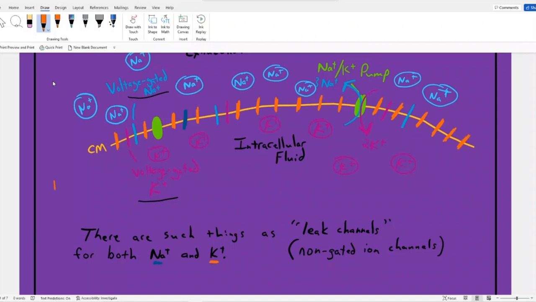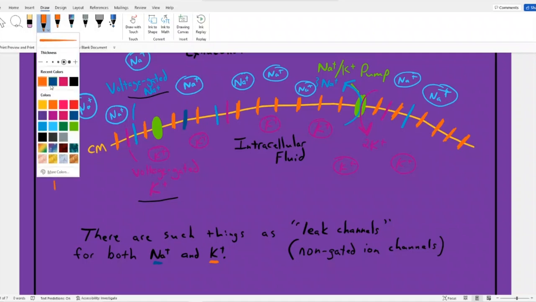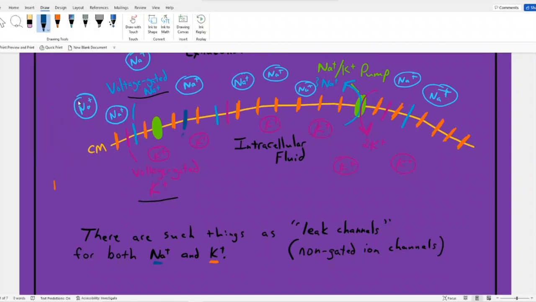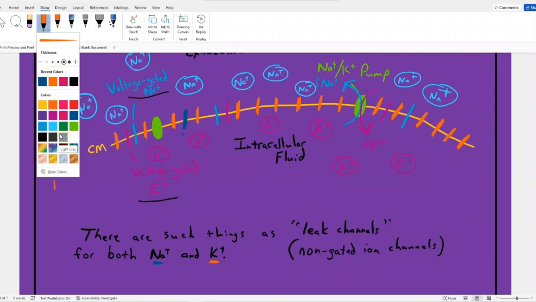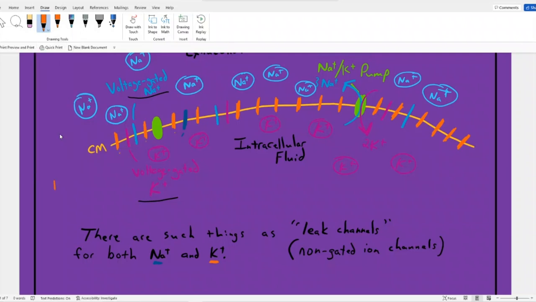Now look at this, the way I have drawn this. Non-gated sodium ion channels, how many did we have? There's one. Non-gated potassium ion channels, how many do we have? 1, 2, 3, 4, 5, 6, 7, 8, 9, 10, 11, 12, 13, 14, 15, 16. 16 non-gated ion channels for potassium, 1 for sodium.